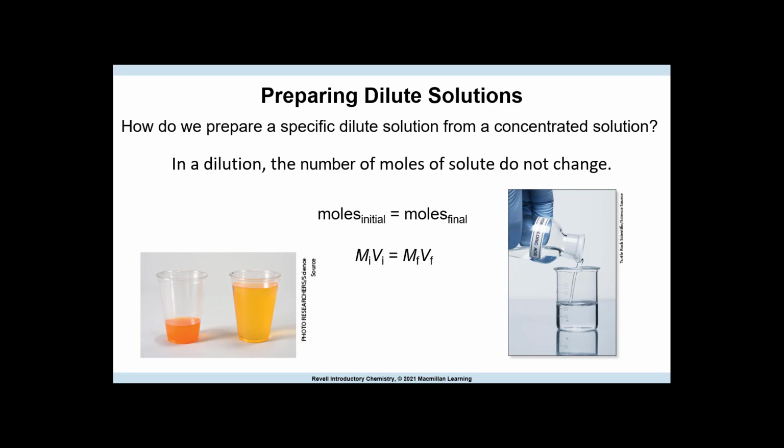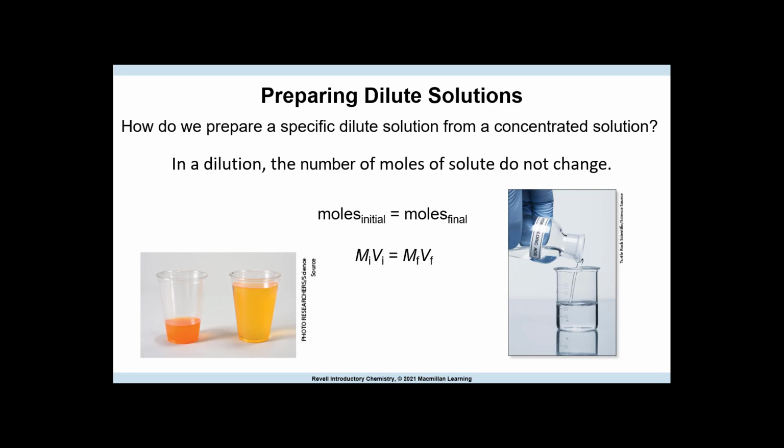Doing this increases the volume of the solution, but the moles of solute do not change. That is, the number of moles of solute in an initial concentrated solution is equal to the moles in the final dilute solution. Think about diluting an orange drink. If you begin with a concentrated solution, then add more water, the volume changes, but the amount of dissolved drink does not. Since the moles of a solute is found by the molarity times the volume, we can rewrite this expression based on the molarity and the volume of the initial and final solutions.